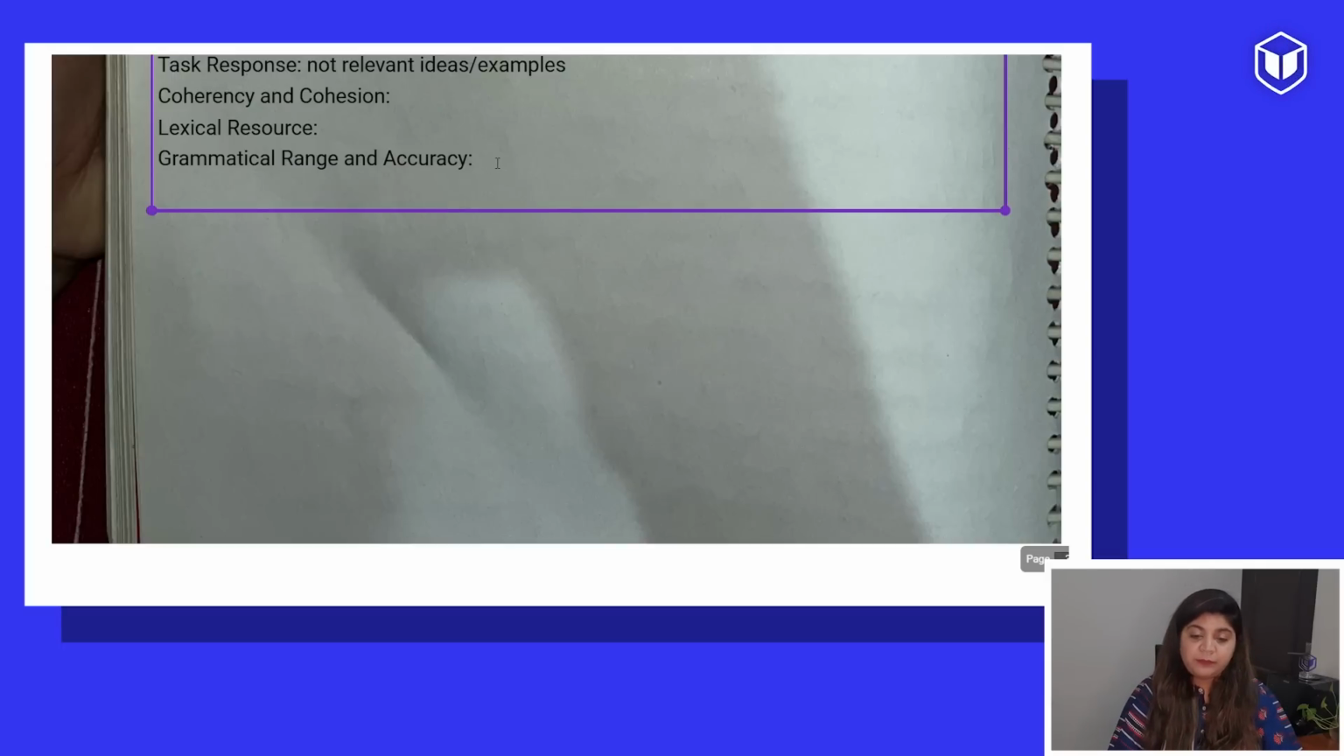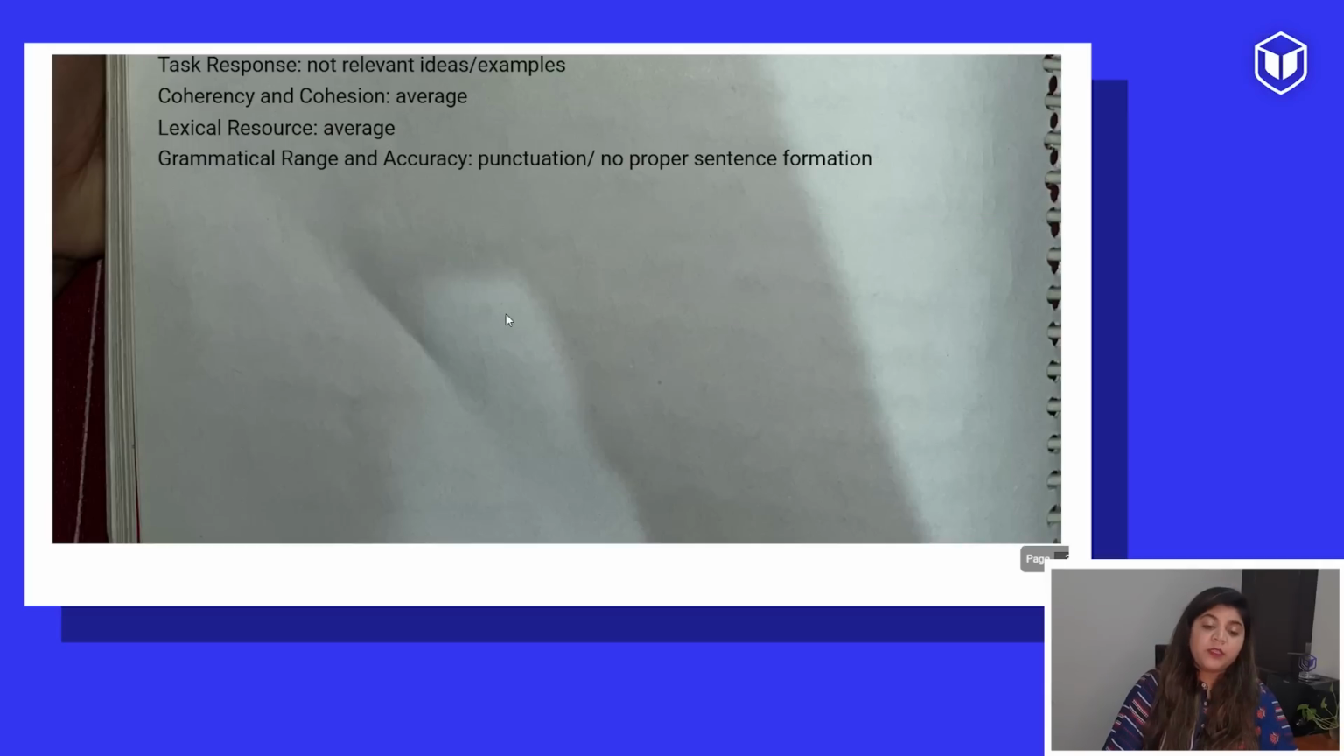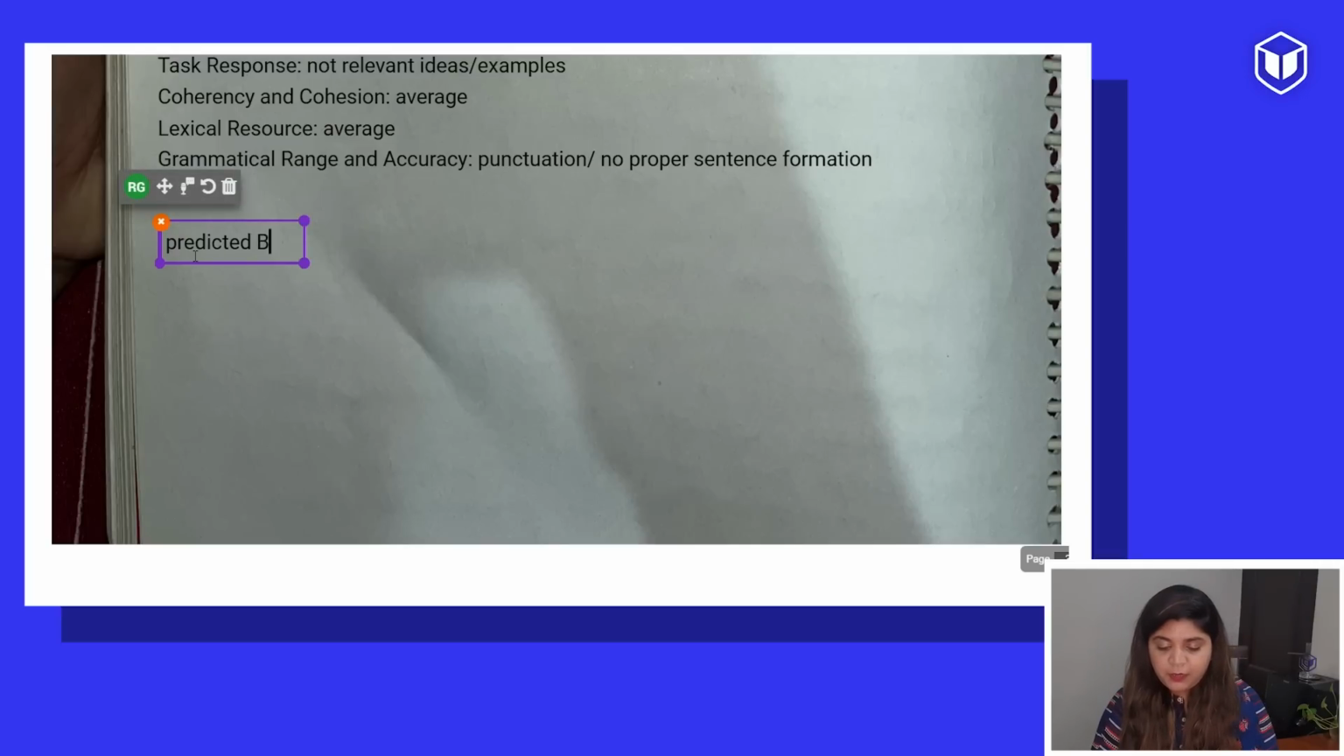Grammatical range and accuracy. Coherency and cohesion, I can say it's average. Lexical resource again average. Grammatical range and accuracy: punctuations were wrong frequently. Okay, also no proper sentence formation, and that is why the student will lose band in GRA as well. So overall I would say the predicted band for this essay would be 6.